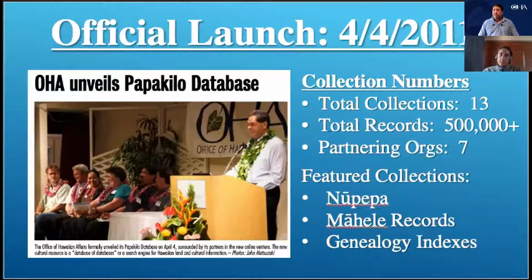We had a little celebration at the Alamana Hotel where we really honored our partners. The content provided within OHA, within the Papakilo database, is really supplied by our connections and our partners throughout the archive community. So we went live with about 13 collections, with maybe about 500,000 records, 7 partnering organizations, and we featured the Hawaiian language newspapers, Mahele records, and genealogical indexes.